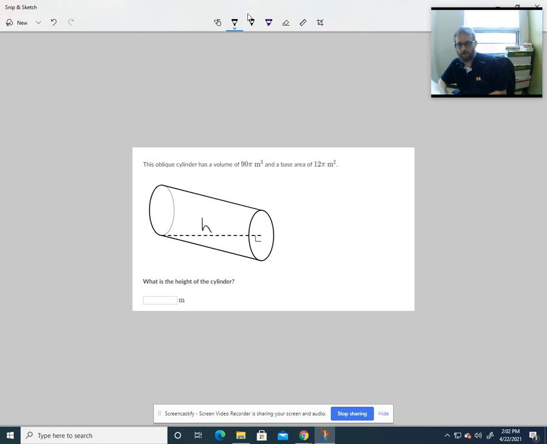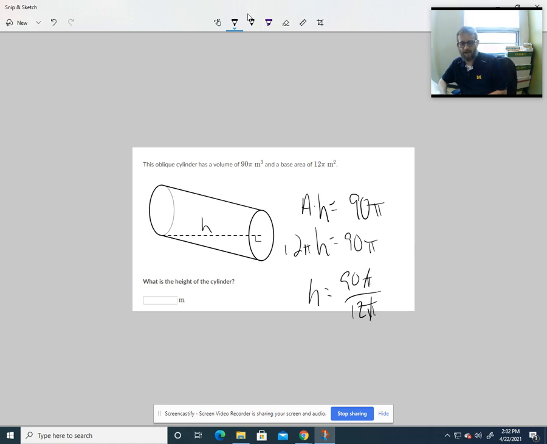But what we took was we took the area of the base, we times it by the height, and we got 90 pi. Well, they told us the area of the base was 12 pi. So we're taking 90 pi divided by 12 pi. The pi's cancel. And now we're reducing a fraction.